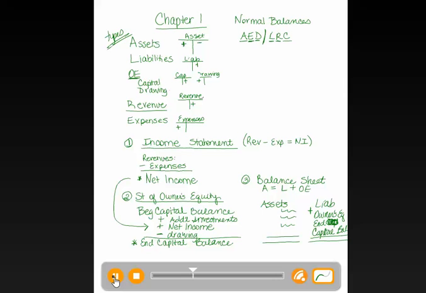And so if your assets equal your liabilities plus the owner's equity, you're actually going to double underline that balance sheet. So that takes you through your types of accounts, your normal balances, and the 3 basic financial statements. So, hope this helps and gives you some information.